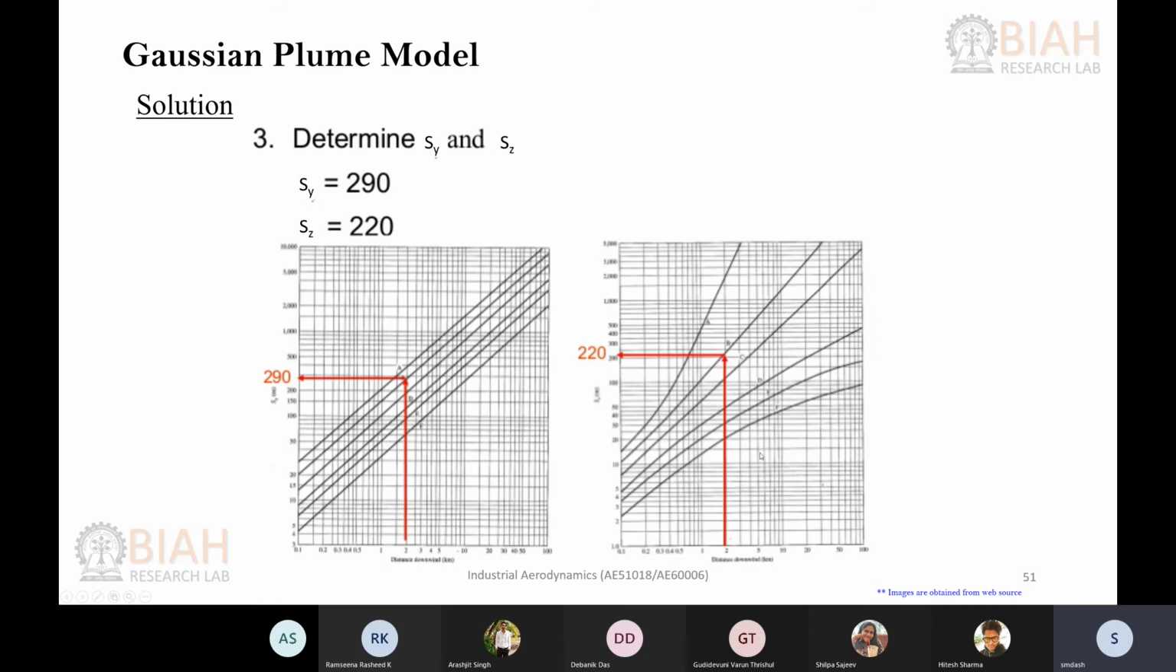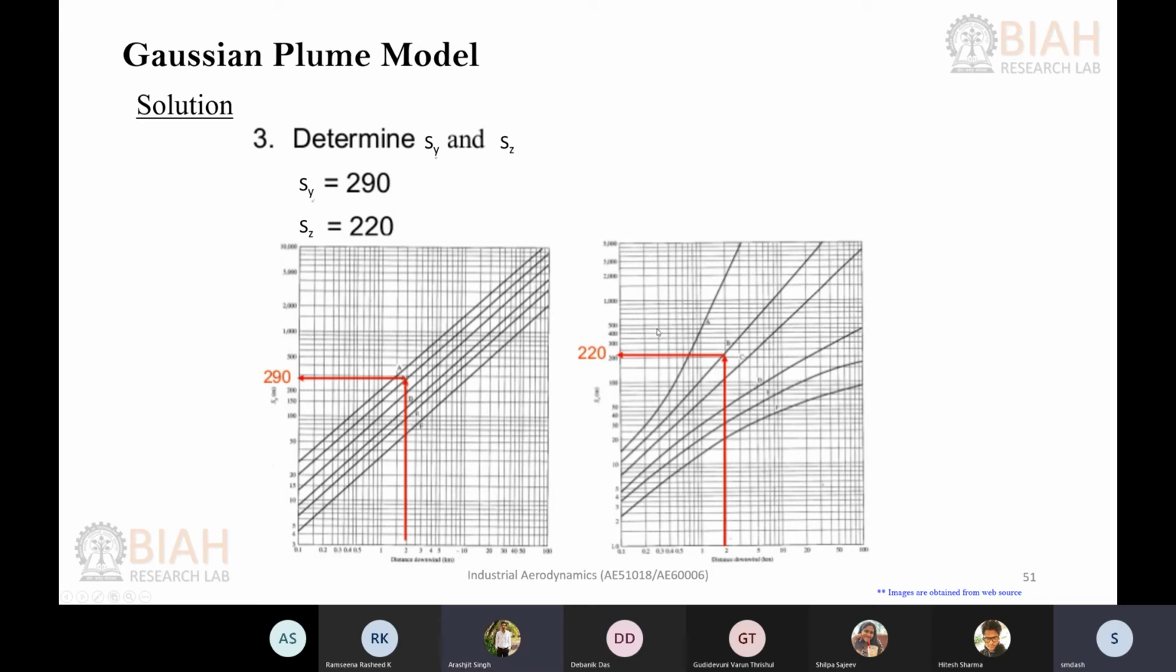Okay, so this plot is not clear, but the values are already mentioned here. You need to go 2 kilometers, and on line B, because B is your atmospheric stability condition, you will find sigma y is 290. This is along the horizontal direction, because sigma y is what you are trying to find. Similarly, for the vertical dispersion, sigma z, at 2 kilometers on line B, it will be 220. So these two values are what you obtain from the plots.